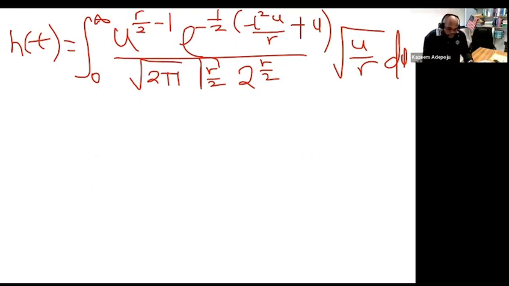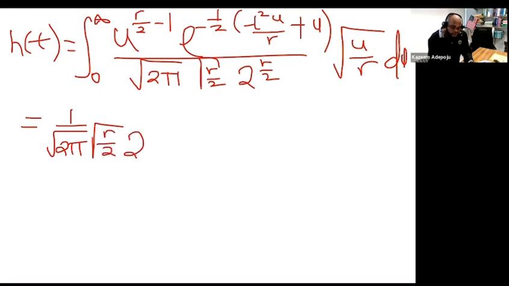Before I can integrate this, I need to first simplify and bring out some terms that are independent of u. I'm going to bring out 1 over square root of 2 pi, the gamma r over 2, and 2 raised to the power r over 2. If I do that, there's a square root of r here that also comes out.